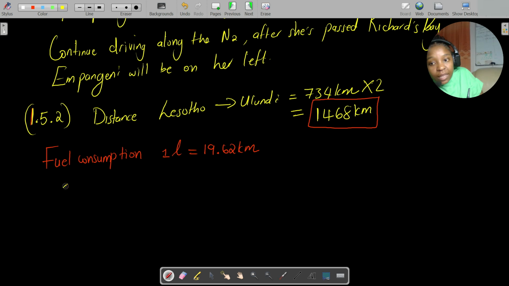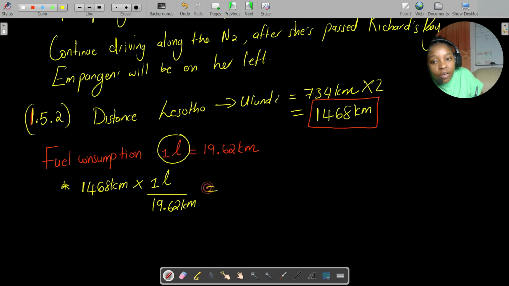Therefore, we're just going to take the 1,468 kilometers and multiply by what you want. You want the liters of petrol that she'll need. Multiply by what you want, divide by what you have, which is 19.62 kilometers. You'll see that you're doing the right thing because the kilometers and kilometers will cancel. You can't use the rand one. You can't multiply by 17 rand, because the rands are not going to cancel. That is why we have to use the fuel consumption, because we're just trying to determine how many liters of petrol she will need.